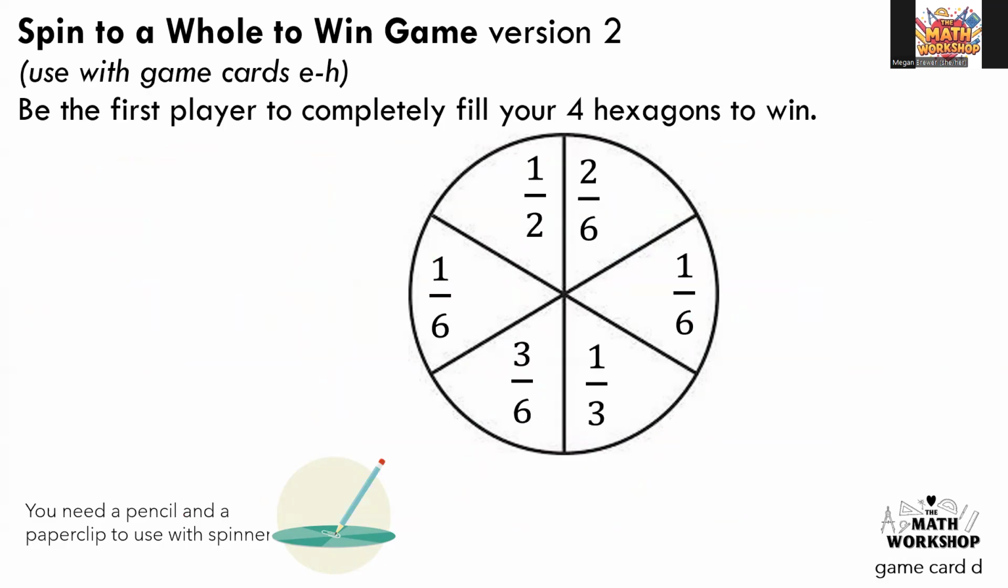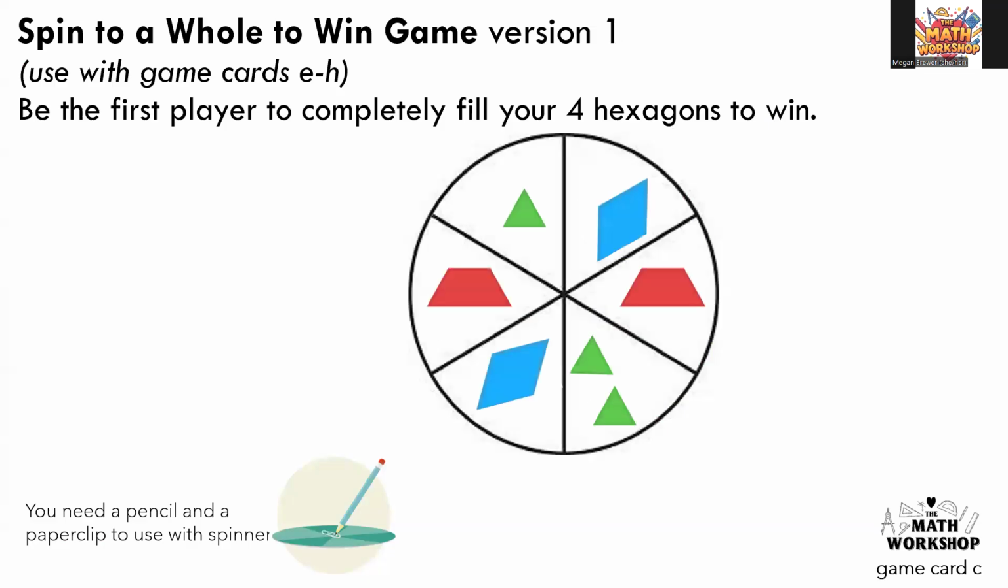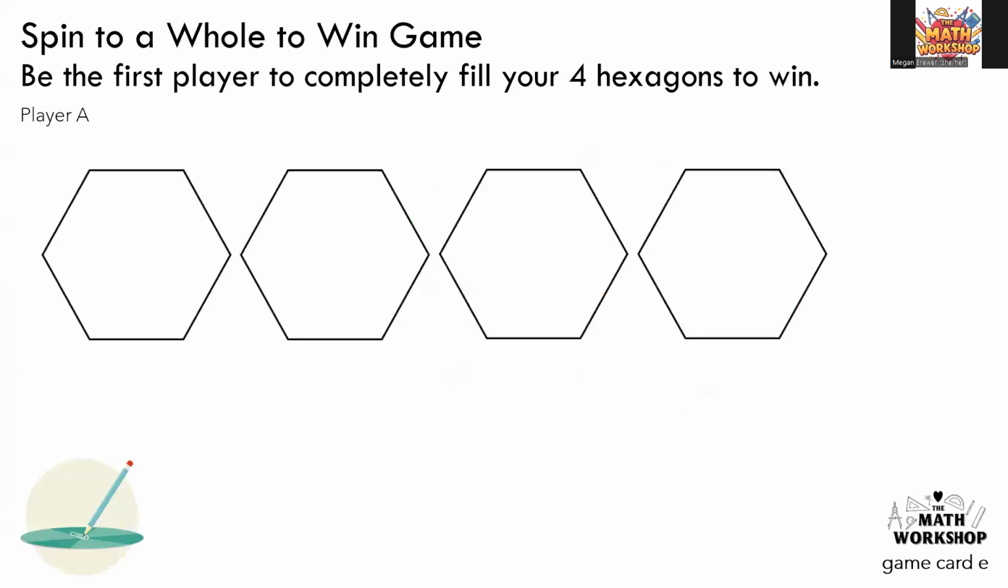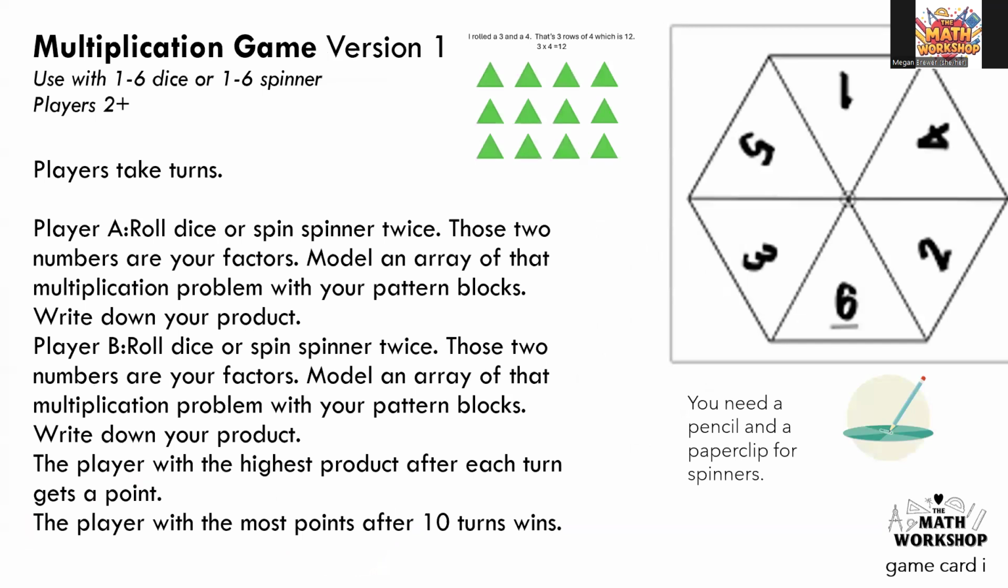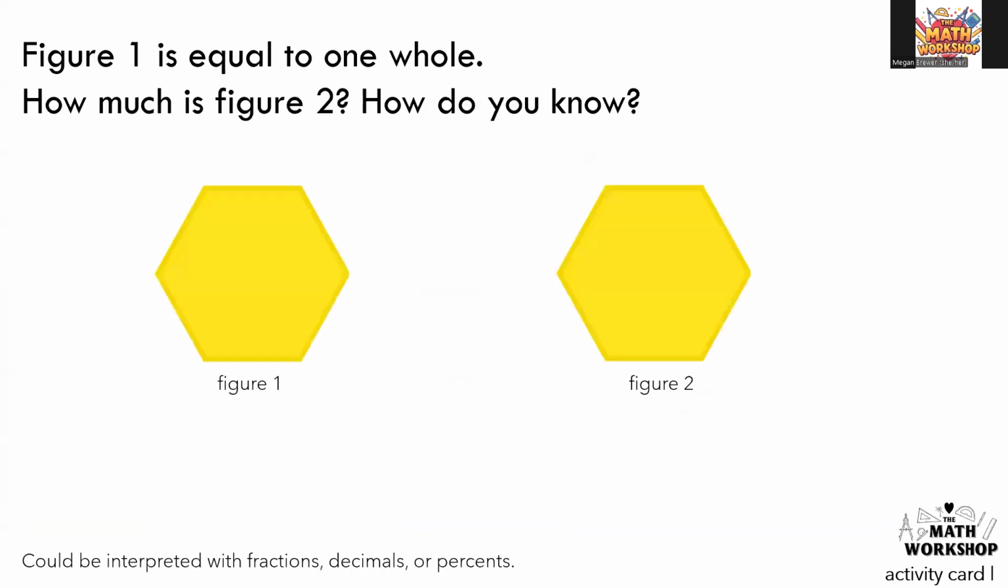So students can choose to use this spinner or this spinner. And they use the spinner. This is player A's card and player B's card. And the person who fills their 4 hexagon first wins. Oh, we had C and D too. Another multiplication game. Oh, we love these slides.